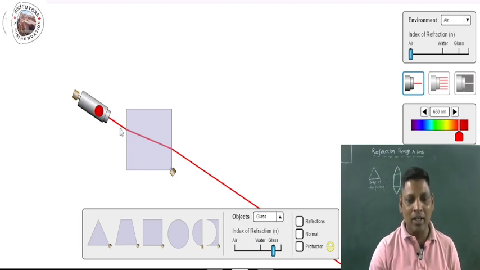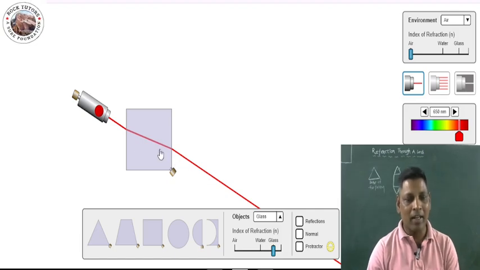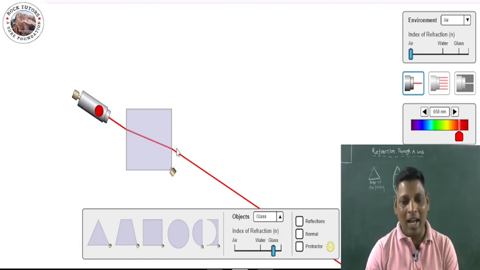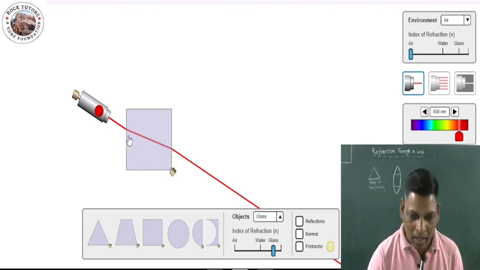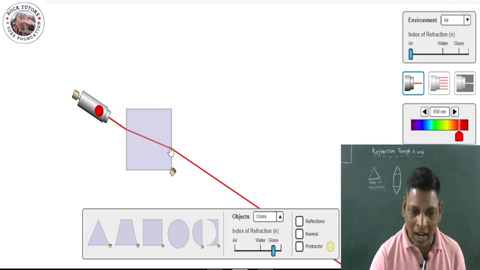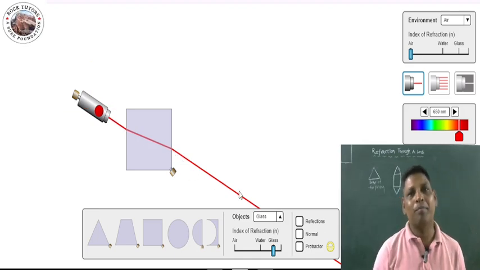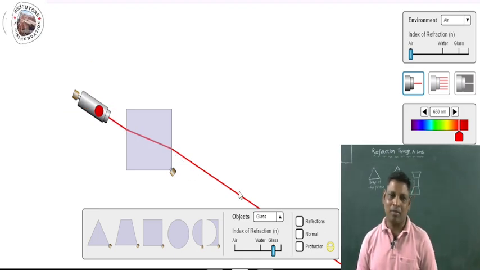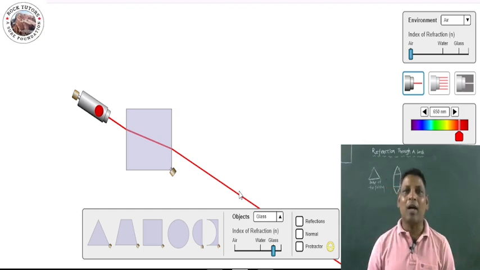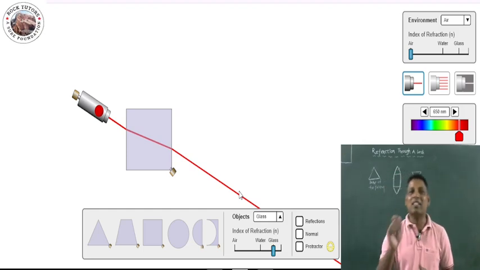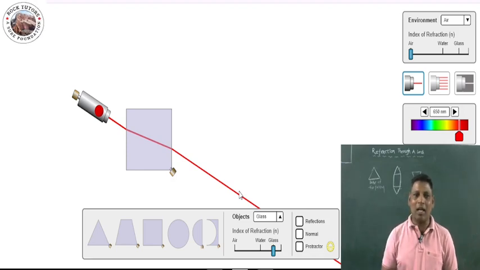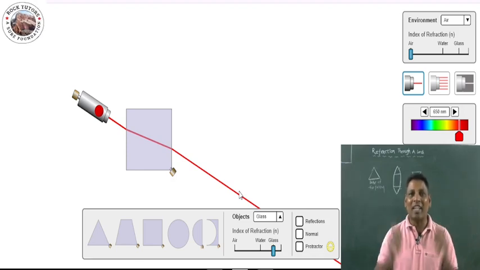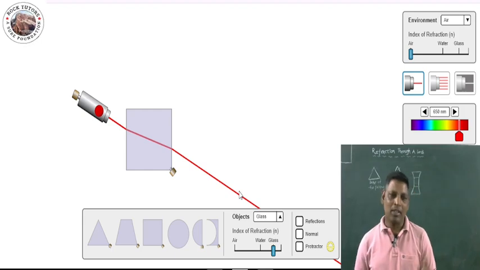Here also the light is refracted, and this is the incident ray and this is the emergent ray. These both are parallel. So this incident ray and this emergent ray both are parallel. We'll see more now. So this is the way light passes through the prism or a glass slab, how it is refracted, we saw here.